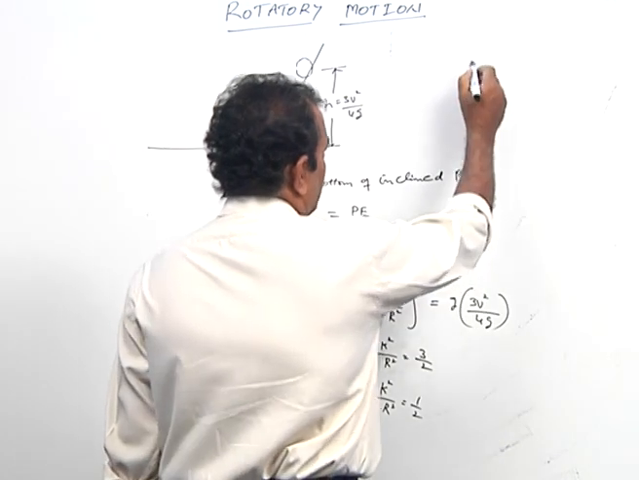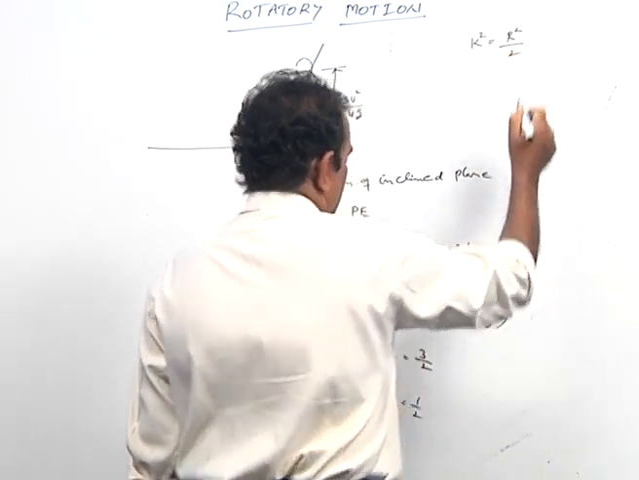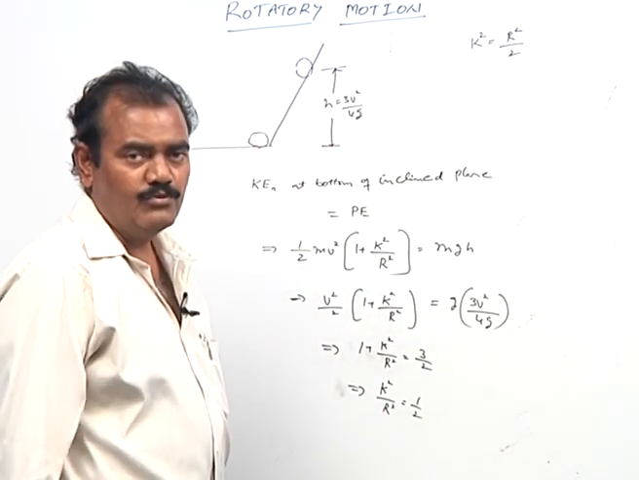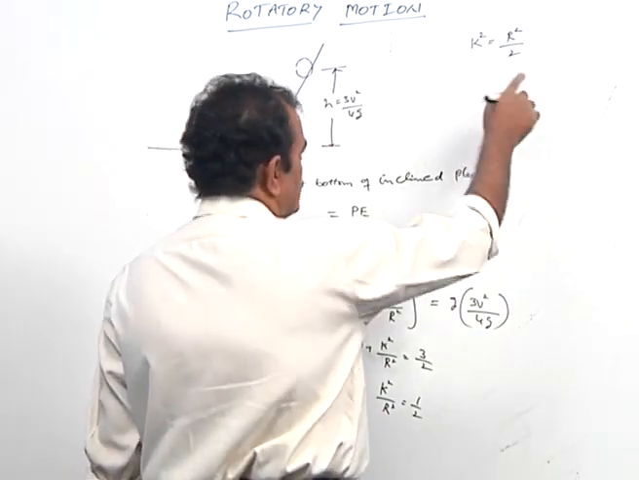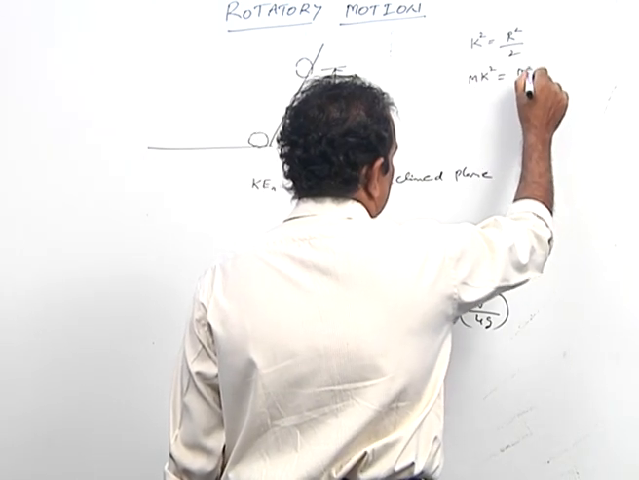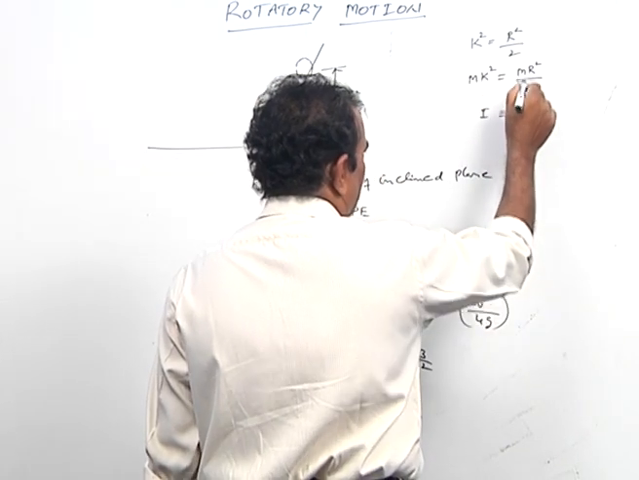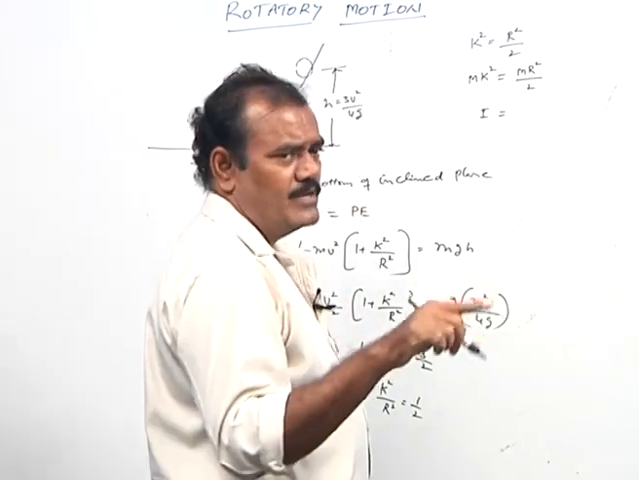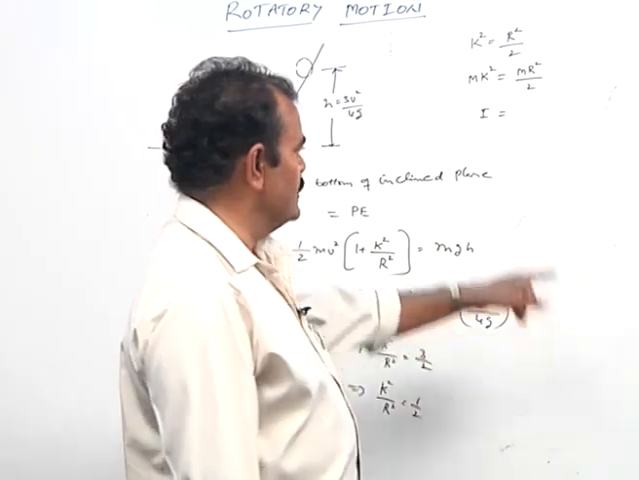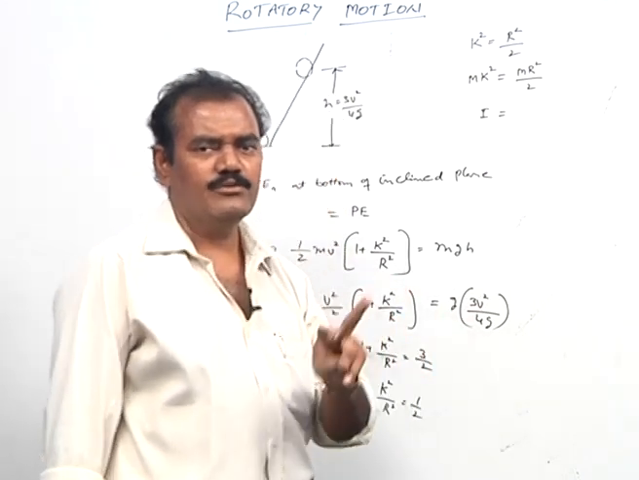And from that what you can have, k square is equal to r square by 2. If it is multiplied on both sides by m, it becomes mk square is equal to mr square by 2. Mk square is the moment of inertia, the general formula, and mr square by 2 is coming for the natural axis formula in two cases.